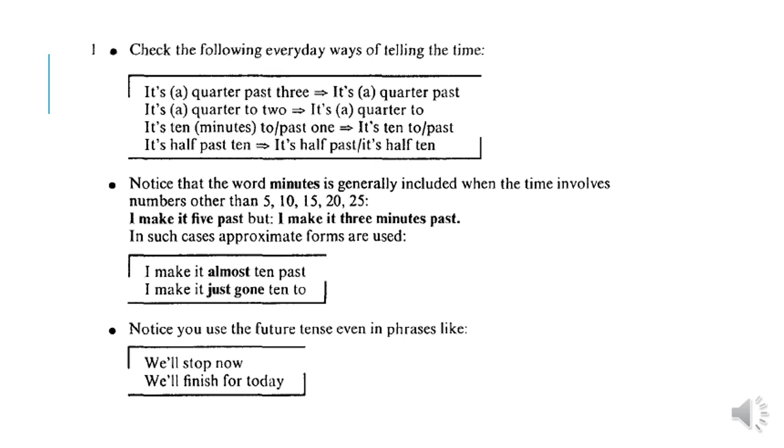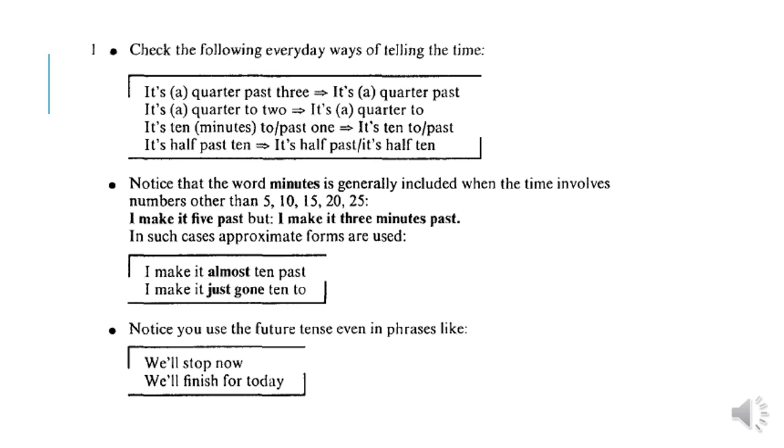Check the following everyday ways of telling the time. For example, it's 3:15. It's 1:45. It's 10 minutes to 1. It's 10 minutes past 1. It's 10:30. Notice that the word minutes is generally included when the time involves numbers other than 5, 10, 15, 20, 25. For instance, I make it 5 past, but I make it 3 minutes past.